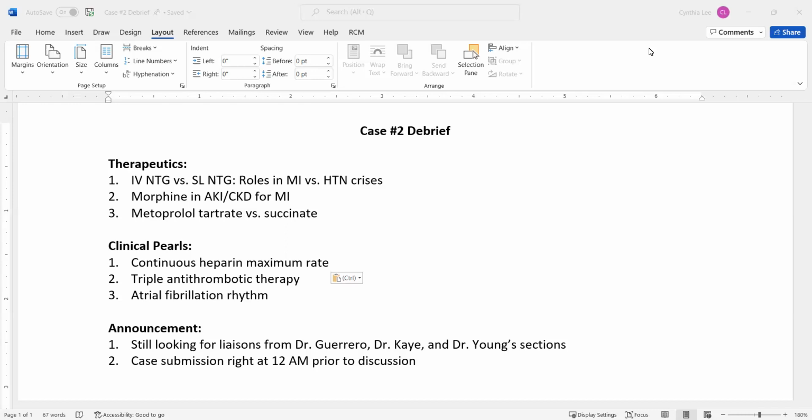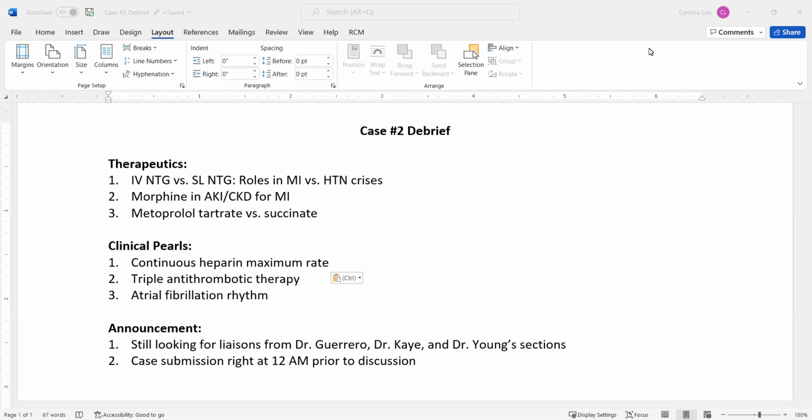But for MI, it doesn't really matter if you use tartrate or succinate. It's probably easier for the patients to use succinate, just because it's the more extended release formulation, right? So you just take it once daily, versus tartrate, which is the shorter acting one, so you have to take it twice daily. But it's not necessary to switch somebody's tartrate to succinate if they are stable on it. You don't want to mess with the beta blocker or anything like that. You can just continue the patient on tartrate for MI.